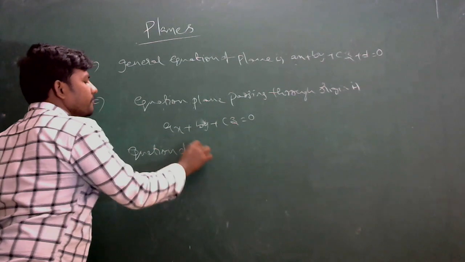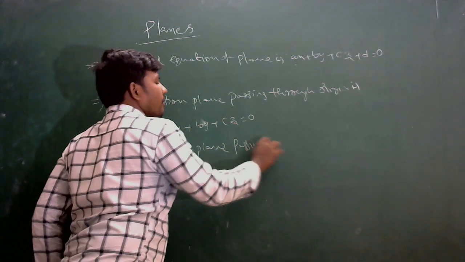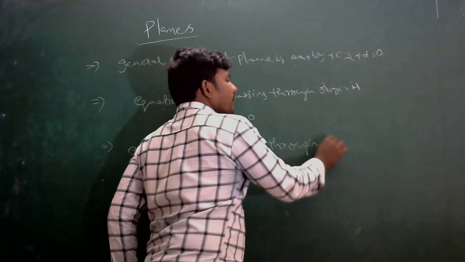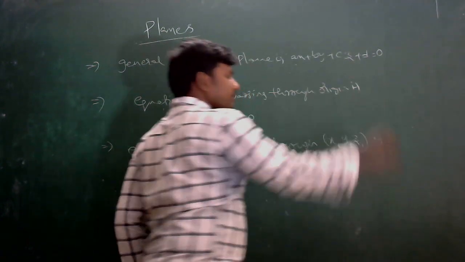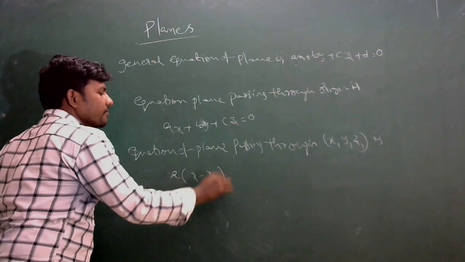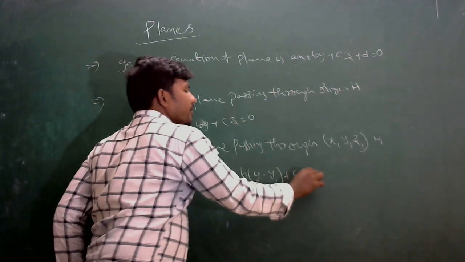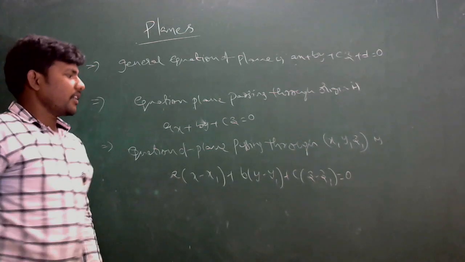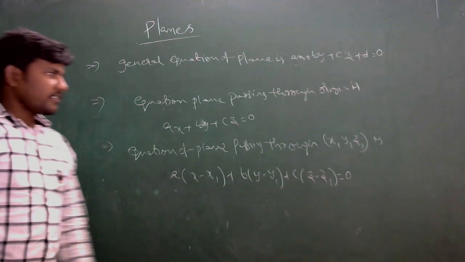Equation of a plane passing through x1, y1, z1 is a into x minus x1 plus b into y minus y1 plus c into z minus z1 is equal to 0. Here a, b, c are the DRs of the plane.